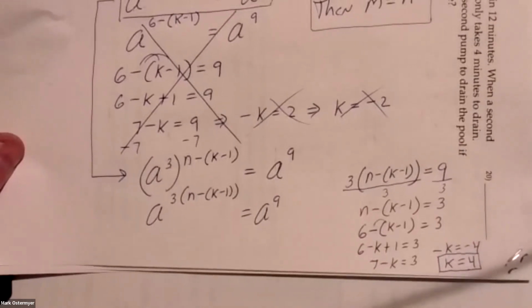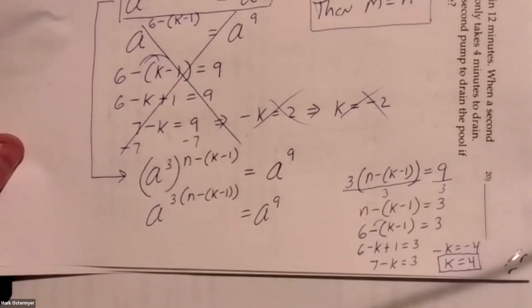Okay. And I got k is 4. So that is the fourth term. All right.